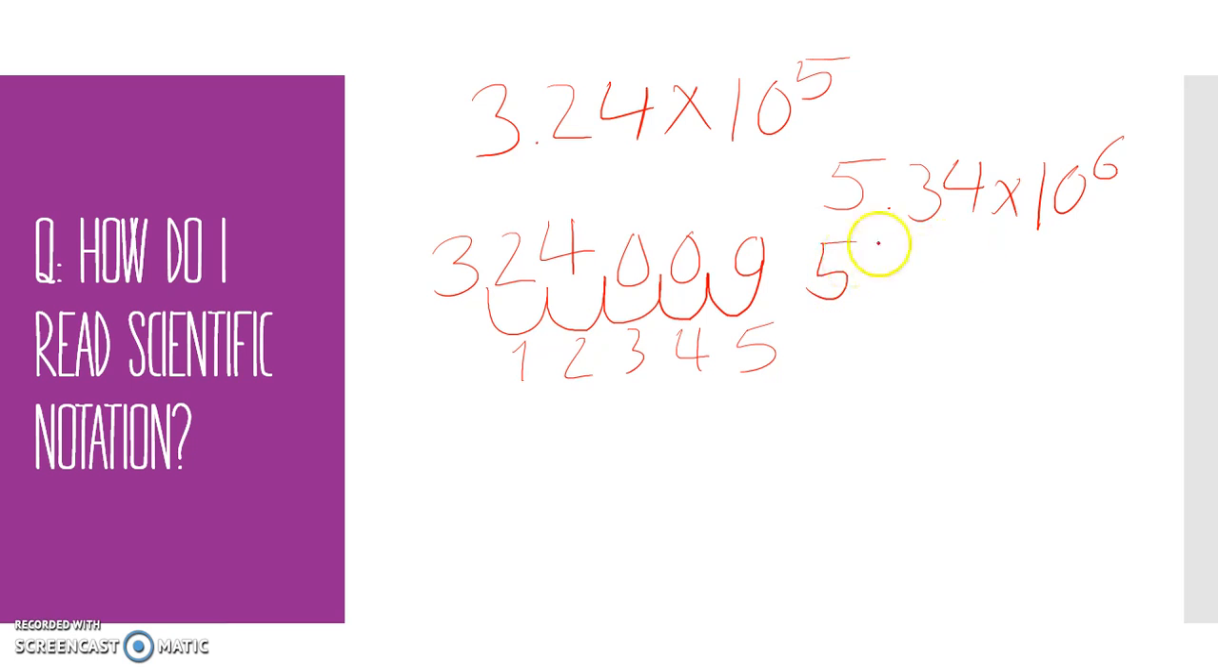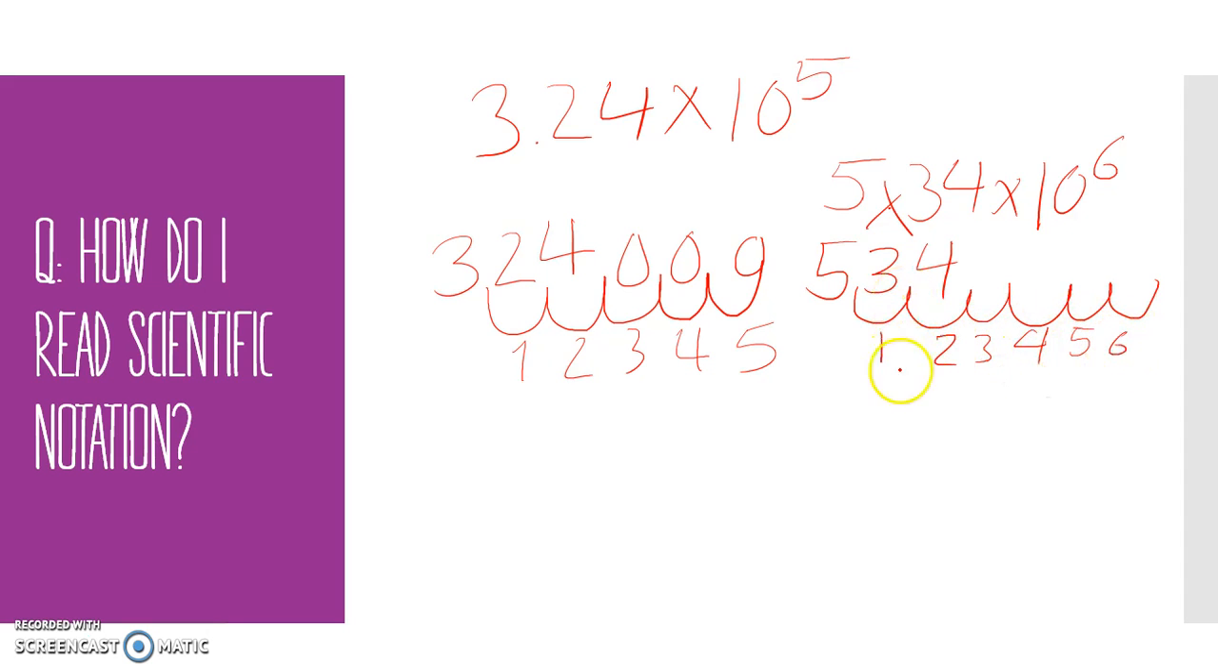Okay, so 5, 3, 4. Remember, no decimal this time. We got to cross that one out. And then we're going to go back to the allotted number of spaces after this decimal point that isn't there anymore. So, 1, 2, 3, 4, 5, 6. Count this up. 1, 2, 3, 4, 5, 6.